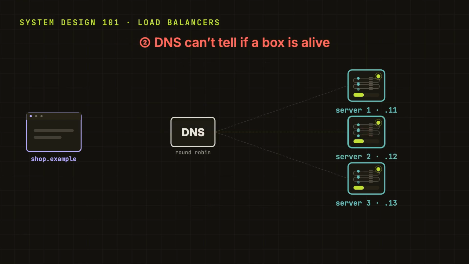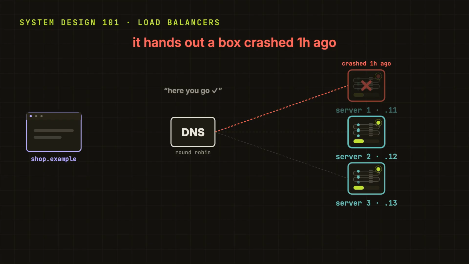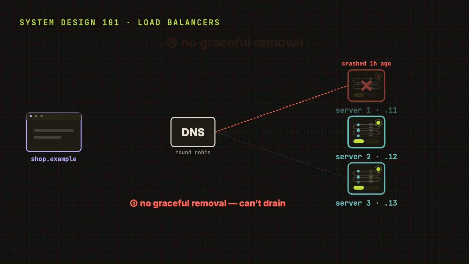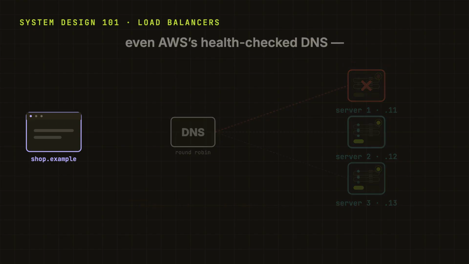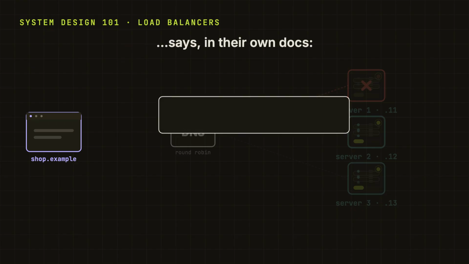2. Plain DNS has no idea whether the server is even alive. It will happily keep handing out the address of a box that crashed an hour ago. It cannot check health, so it cannot route around a dead server. 3. You cannot gracefully remove a box. DNS has no notion of stop sending here, and that is not just my opinion. AWS has a smarter DNS feature that even health checks the answers. And in their own documentation, they say plainly it is not a substitute for a load balancer.